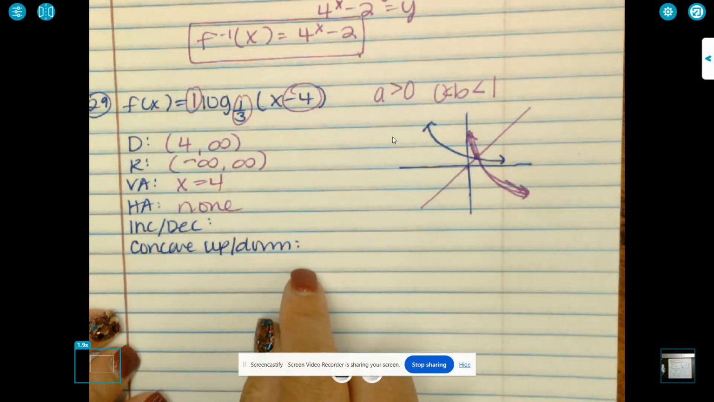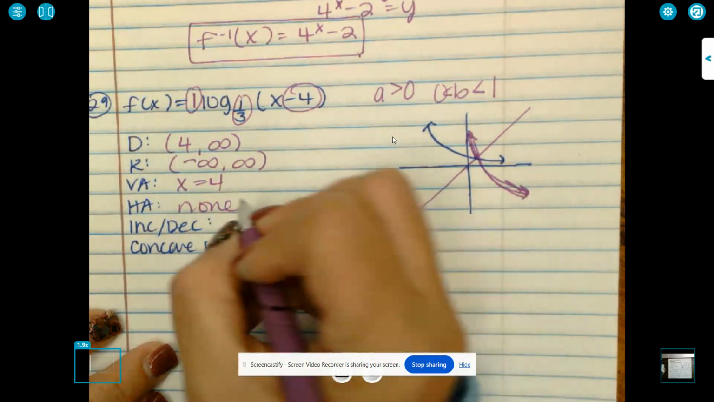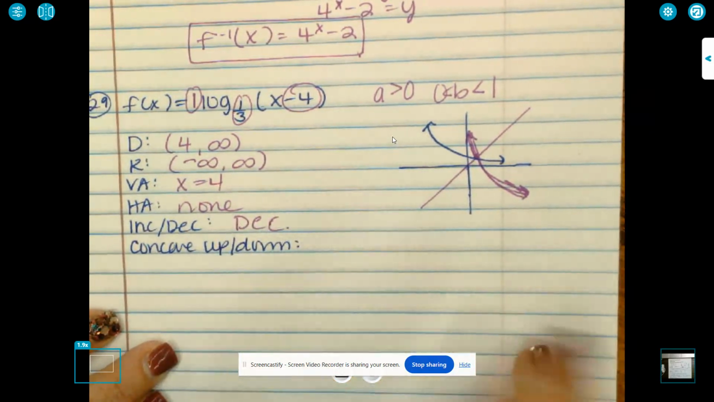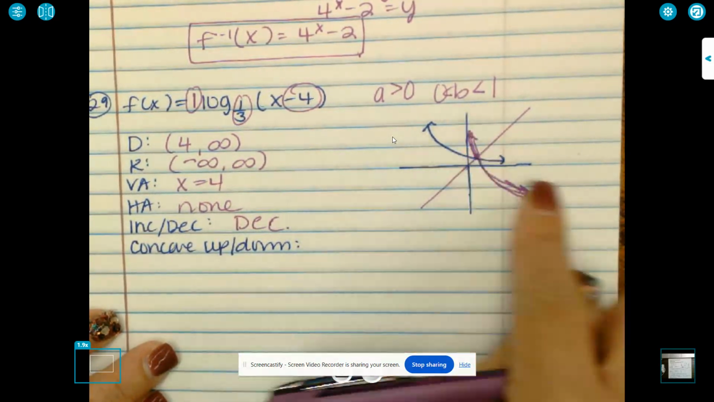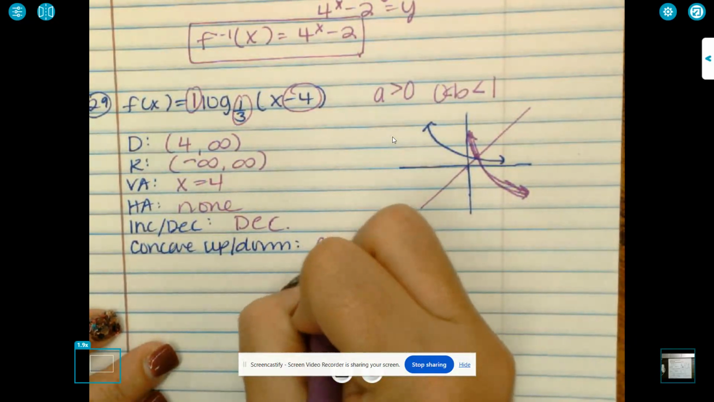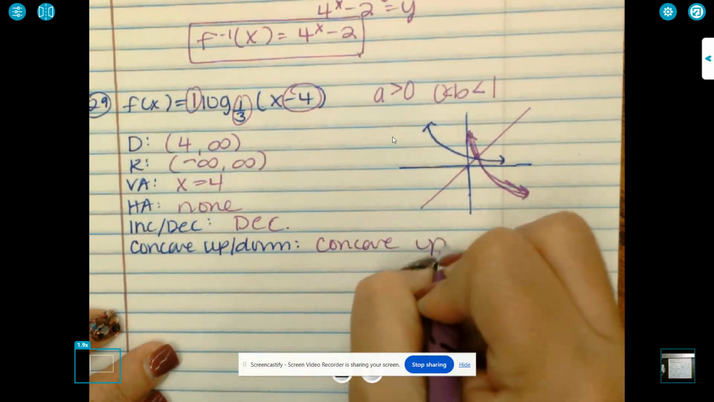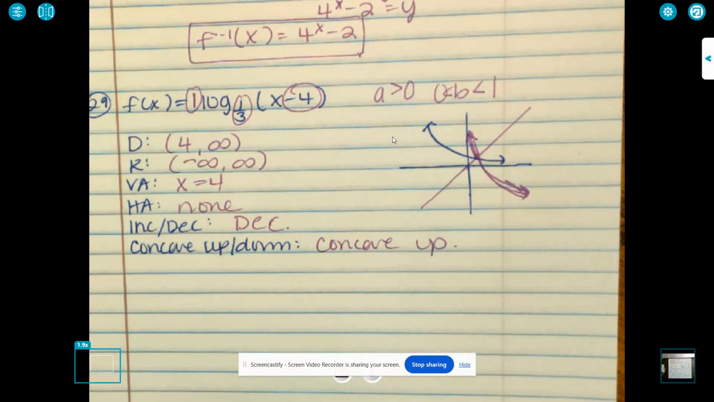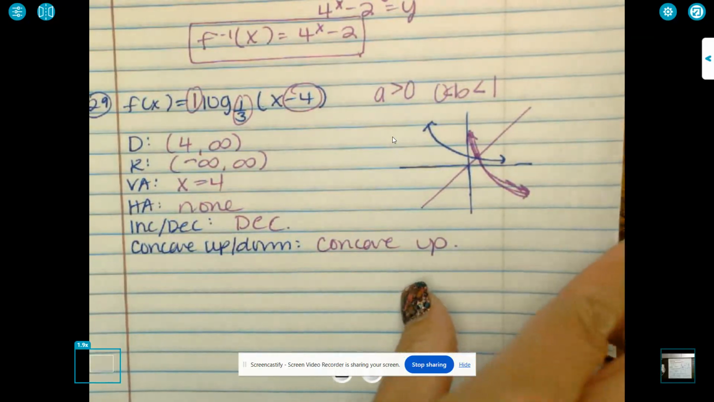All right, increasing or decreasing. All right, if we are between 0 and 1, we are decreasing. And then this is still concave up. Okay. You can pause the video there if you need to go back. I'm going to keep moving so I can get done.